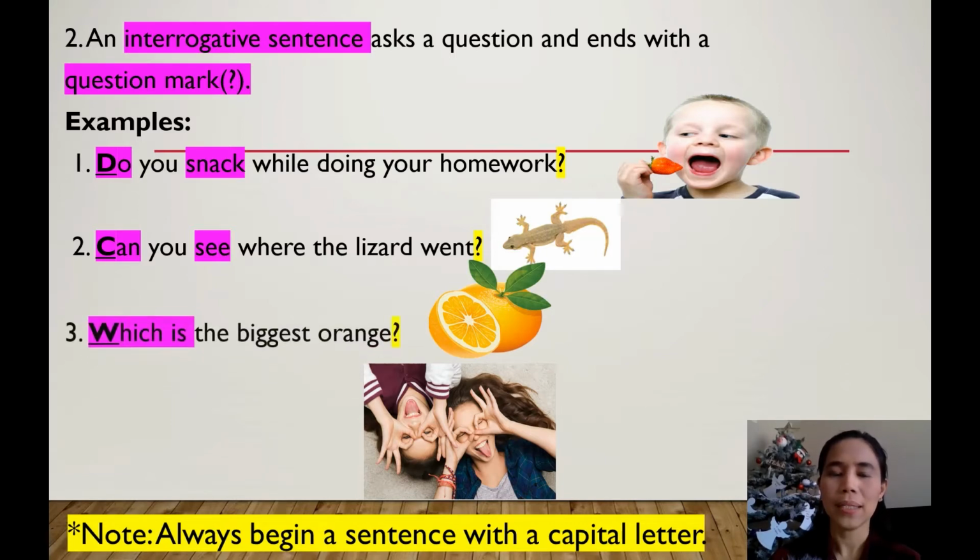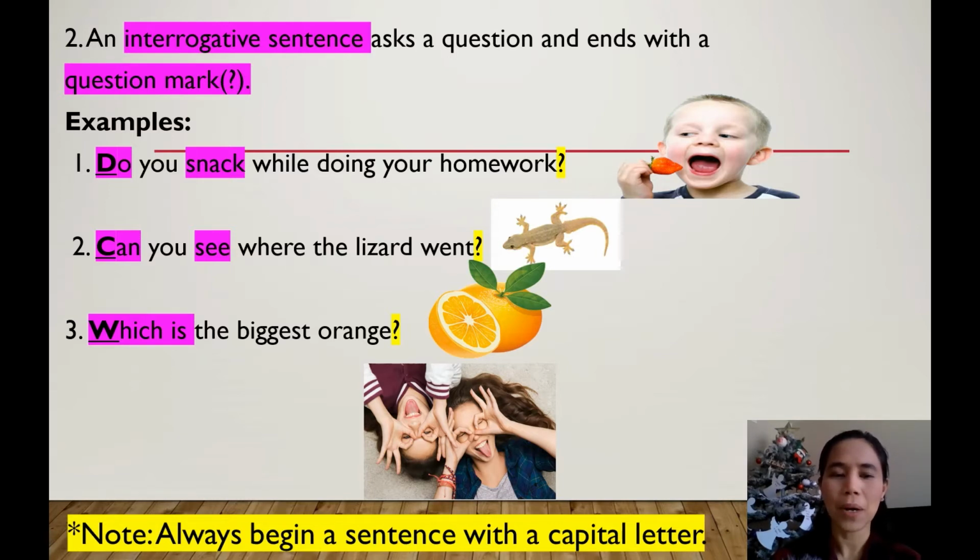The third one, which is the biggest orange? The word which is an interrogative pronoun. It's usually used for this type of sentence. And then we also have is as a helping verb or a linking verb. And then if we put them together, we could make this interrogative sentence, which is the biggest orange? I hope you get that.